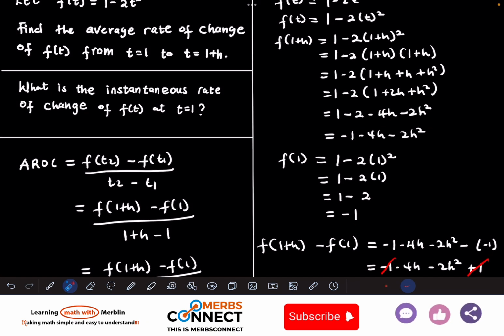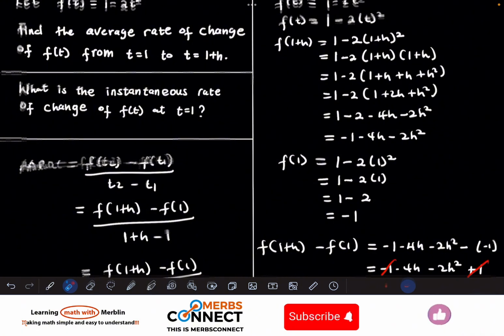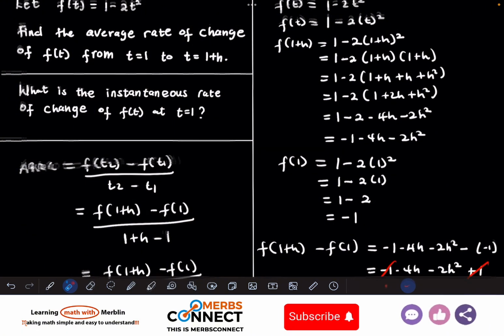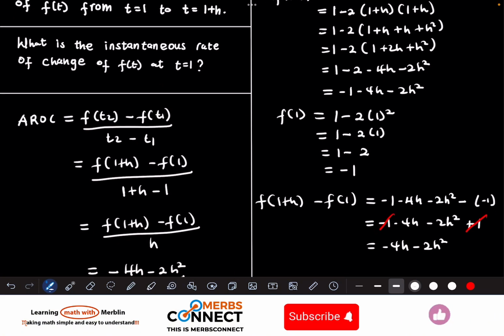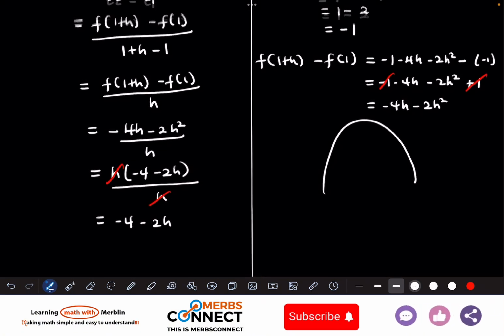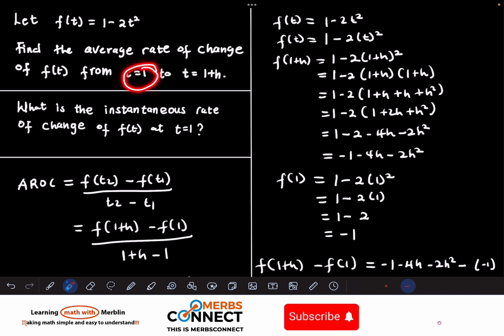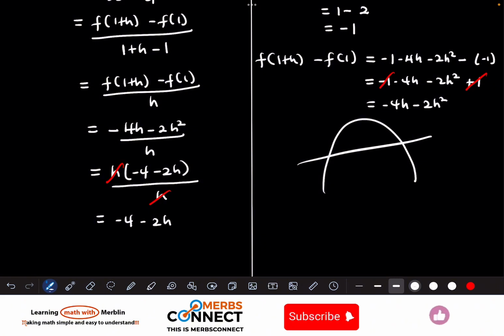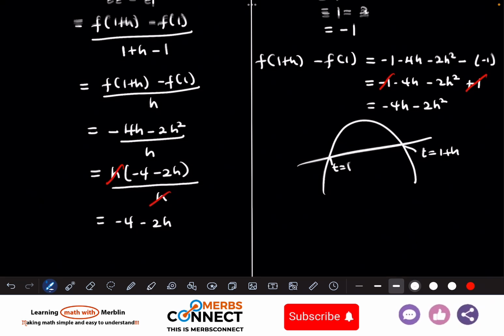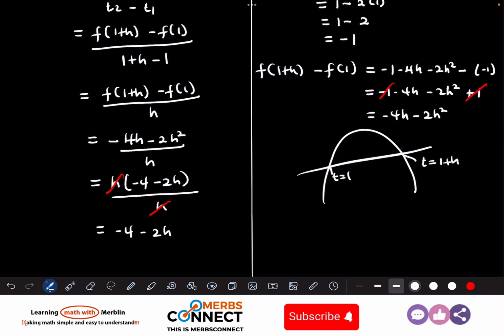Now the next question is, what is the instantaneous rate of change of f of s at t is equal to 1? So we can see that here the only change, if we are looking at the graph, if we are drawing a graph, let's assume that we are drawing a graph like this. Let me just draw a graph, nice graph. So let's assume that we are drawing a graph like this. Now we have t is equal to 1 and t is equal to 1 plus h. So we are looking at this, and here is t is equal to 1, and here is t is equal to 1 plus h.